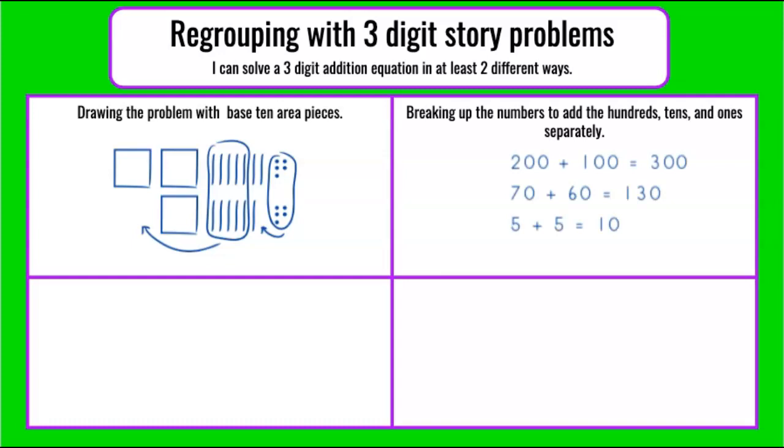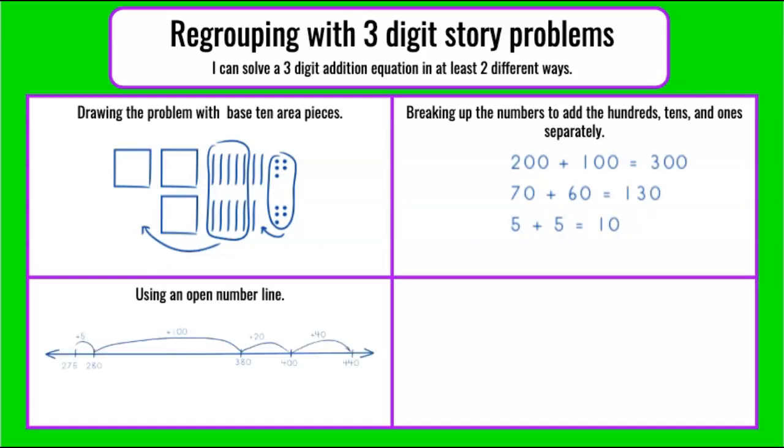The second strategy we're going to use is breaking up the numbers to add the hundreds, the tens, and the ones separately. You've done this a lot too, looking at a really big number and thinking about the place value. How can you add just the hundreds together, just the tens together, and just the ones together, and then add them all up? So you've done that before. We're going to keep working on that today.